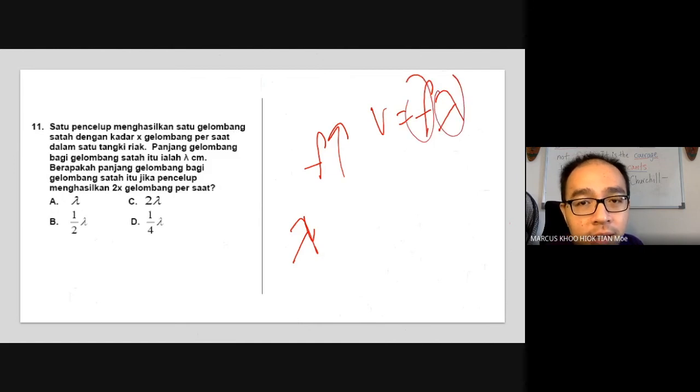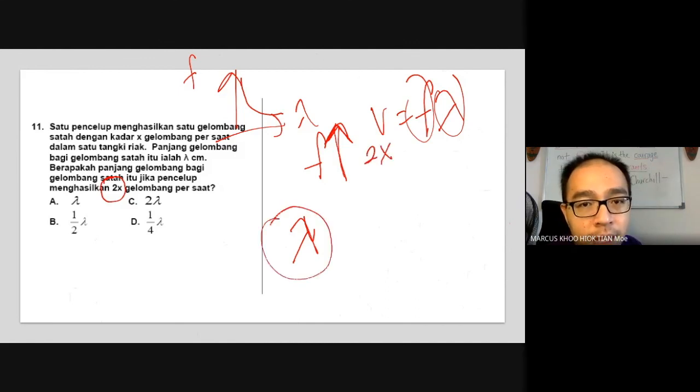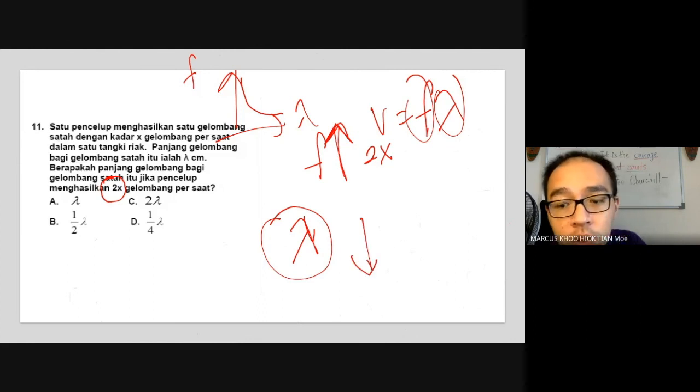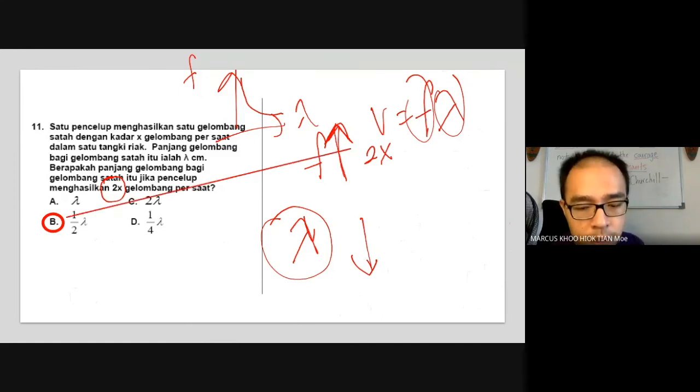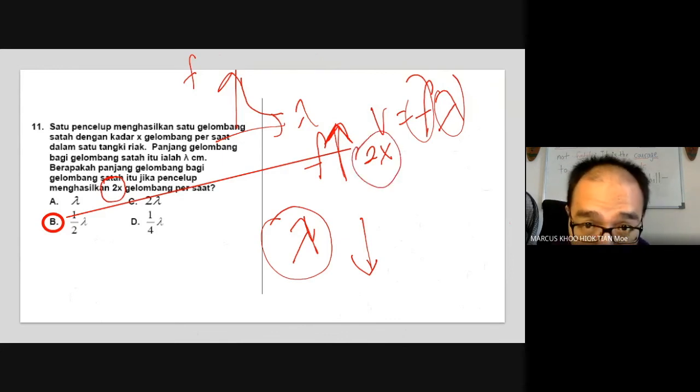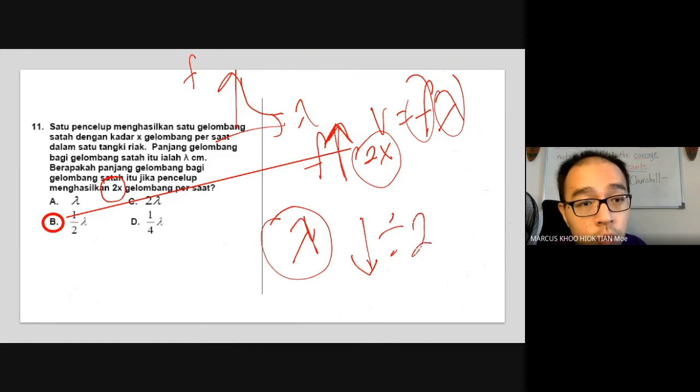Frequency and wavelength are inversely proportional to one another. So if you increase the frequency by 2 times, what do you expect the wavelength to be? It will decrease because it's inversely proportional. So it will be divided by 2. If the frequency is times 2, the wavelength will be divided by 2, which will be 1/2 lambda. So again, this is also a good question.